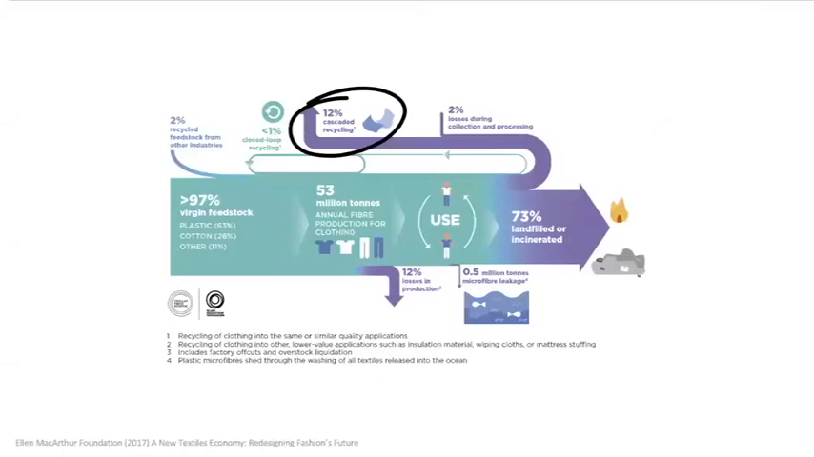So I now want to draw you back to the second figure, which is 12% is cascaded recycling. Now, when we think about cascading, it always seems a really negative thing. It's really, really bad. It's terrible. It's downcycling. It's lower value, as it says here on the diagram.